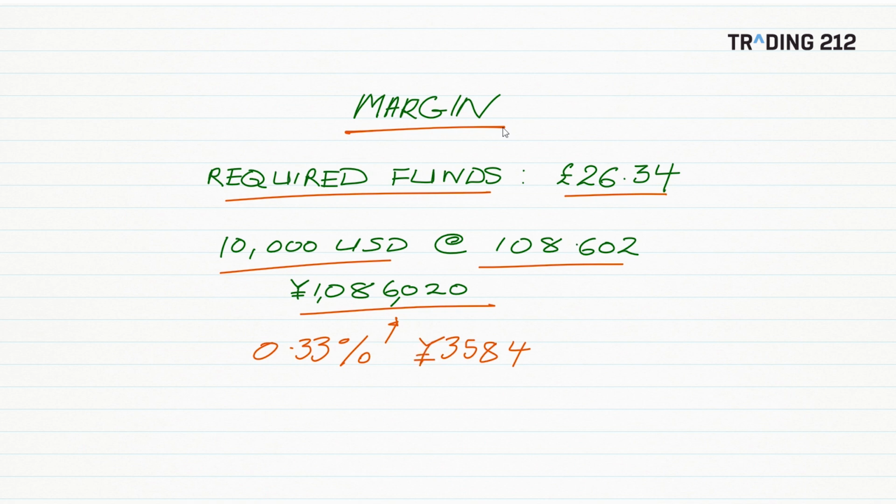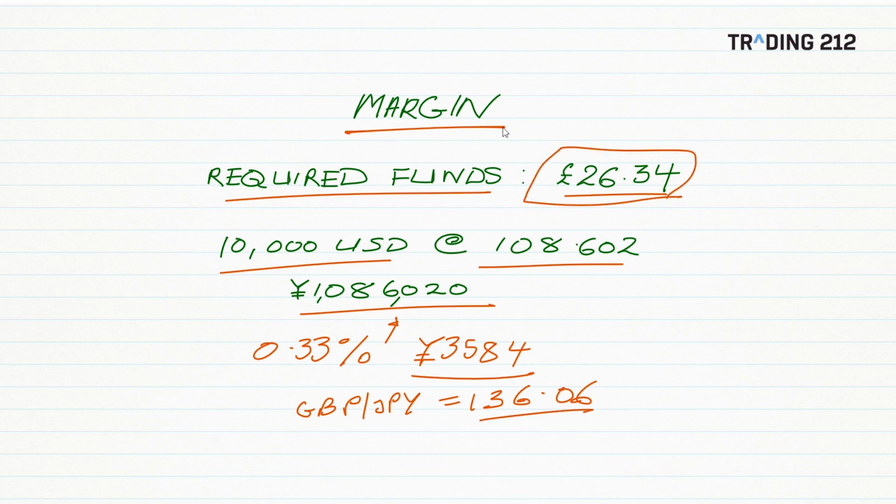Now with my account denominated in sterling, once again, it means that the sterling yen rate comes into it. At the time I was dealing, this was around about 136.06. So if we divide this amount by this amount, then we arrive at this £26.34. And finally, there is the swap adjustment. We saw that the swap value changed according to whether we were going long or short. It also changed if we altered our trading quantity. So let's explain this now.